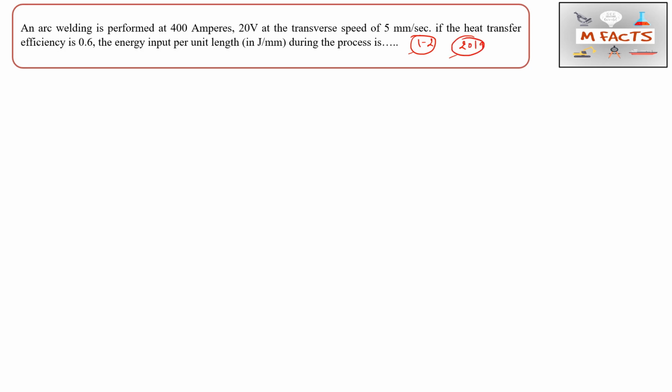So the question is: an arc welding is performed at 400 amperes, 20 volt, at a transverse speed of 5 mm per second. If the heat transfer efficiency is 0.6, the energy input per unit length in joule per mm during the process is?